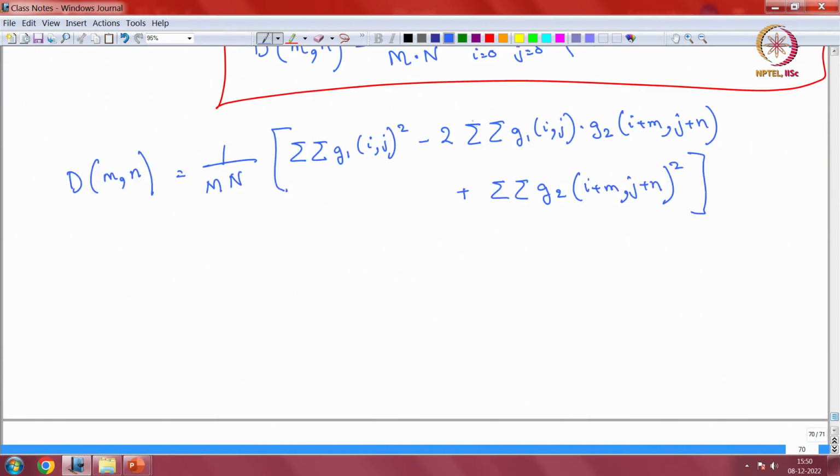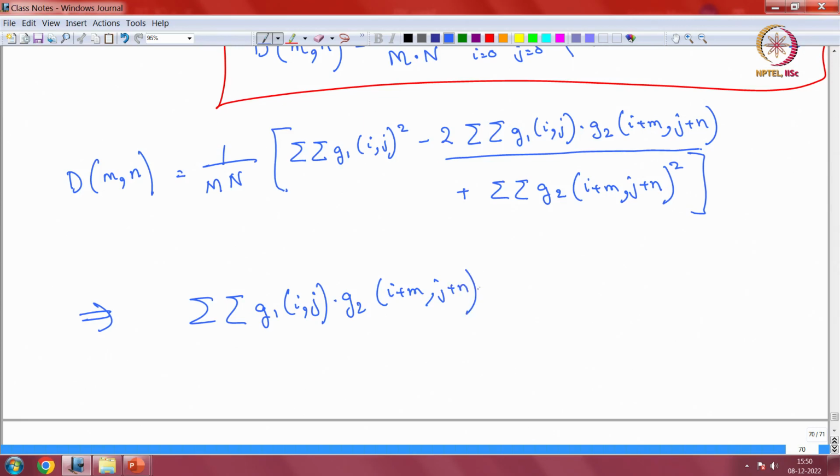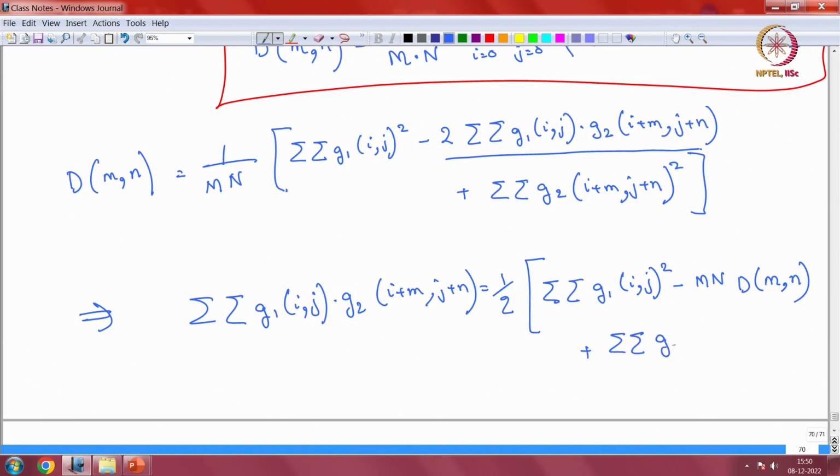Now what I am going to do is see this particular cross term that is in the middle. I am going to try and isolate that and rewrite it in terms of everything else. So I am going to isolate this cross term and bring it onto my left hand side. And this is nothing now but equal to half times the double summation G1 (i, j) squared minus (m, n) d (m, n), plus the double summation again, this time it's G2 (i+m, j+n) squared.